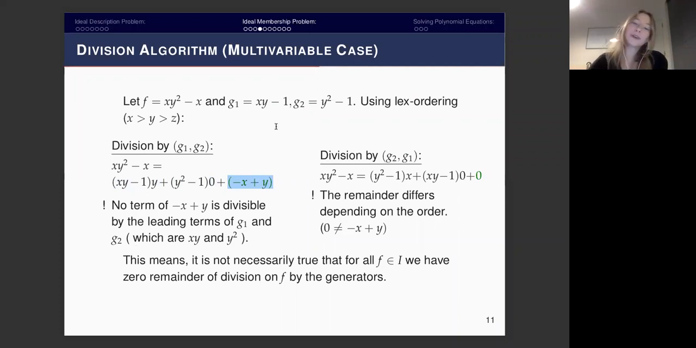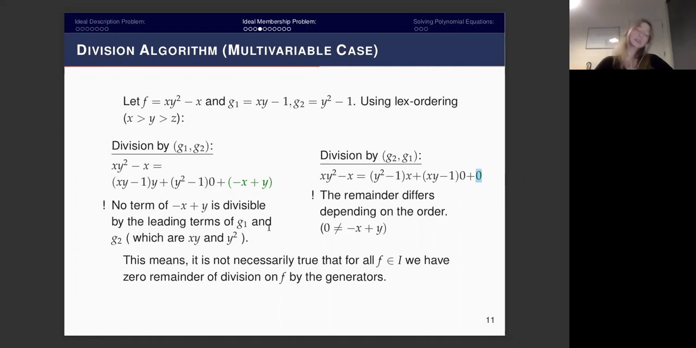Now I will be dividing f by prioritizing g2. I am considering again the leading term of f and the leading term of g2 now. To be able to obtain xy squared, I'm multiplying g2 by x and I obtain this expression. And the remainder here is just 0. So we notice that the remainder differs depending on the order of the divisors.